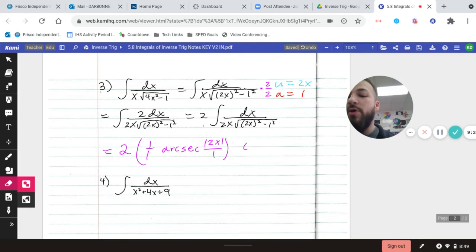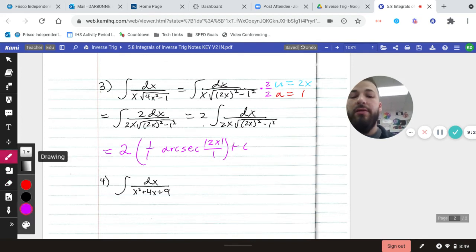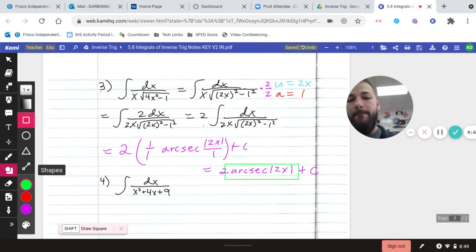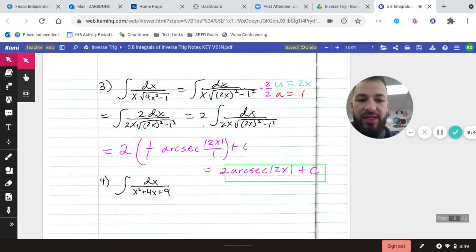So just to write this one more time, make it a little easier to see. 2 times 1 over 1, that's just 2 times 1, so 2, arcsecant, absolute value of 2x over 1, that's just absolute value of 2x. And then plus c. So that one was just a little bit more challenging.